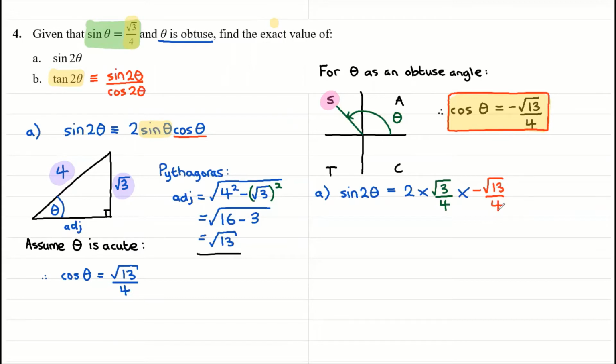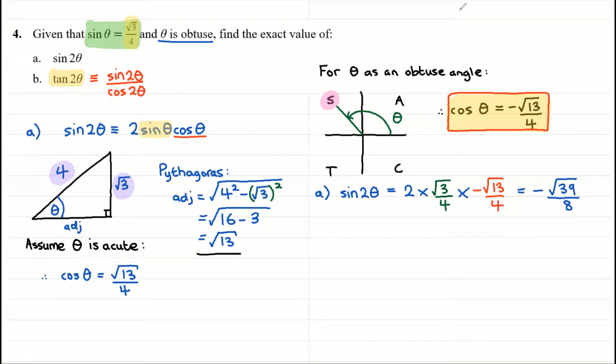Okay, let's put all this together. So that's going to equal, well, it's going to be a negative, isn't it? The 2 will cancel with the 4 on the bottom. So looks like negative root 39, 13 times 3, over 8. Which might not be what you'd expect before this lesson began. Okay, so that's the sine of 2 theta.